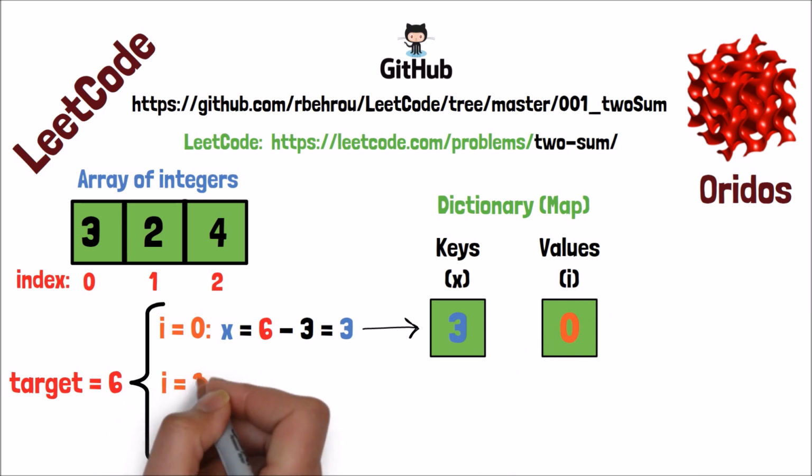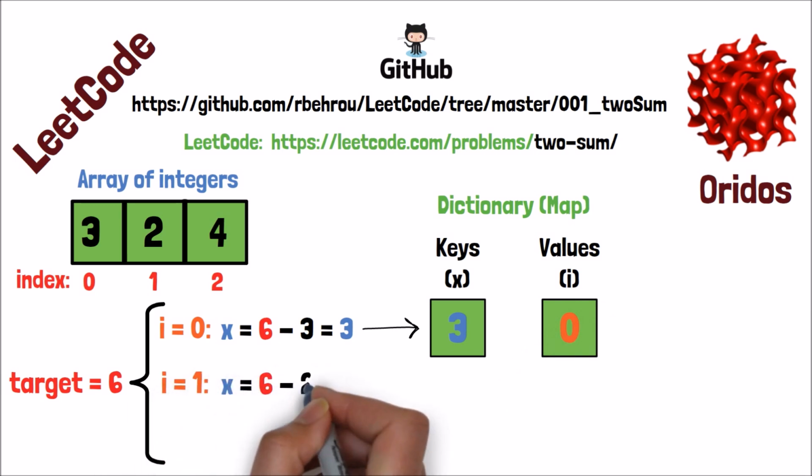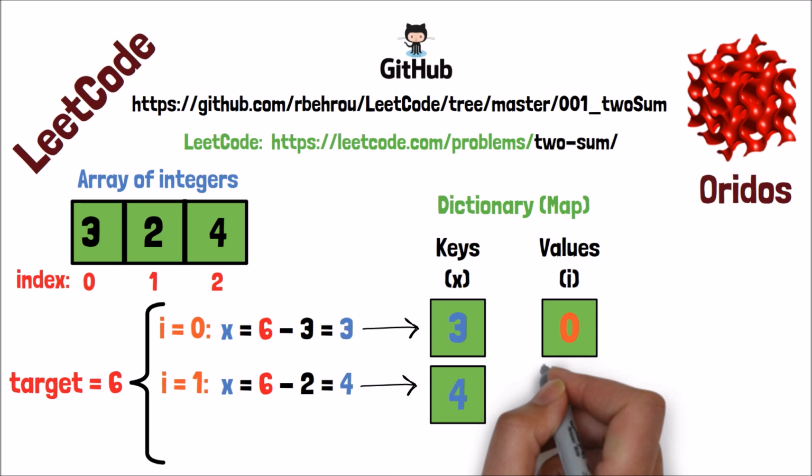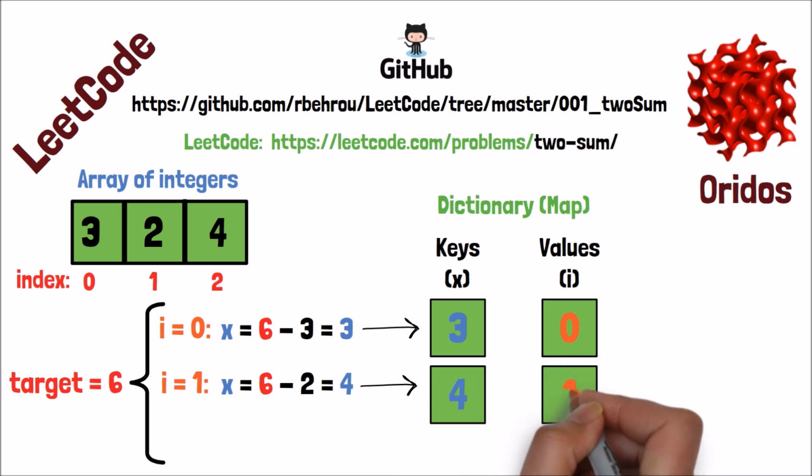Now, I'm at iteration 1 and checking the difference. 6 minus 2 is equal to 4. Since 2 doesn't exist on the map, then I will add the 4, the difference, and index 1 to the map. You might notice that I store the difference instead of the actual value from the array, because I know the difference for sure exists somewhere in the array. However, you could store the actual element from the array, and the results will be the same.